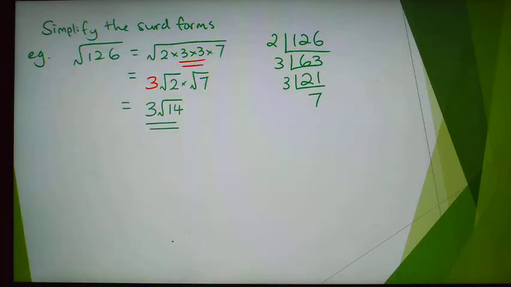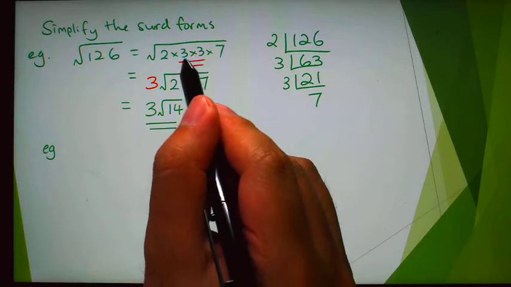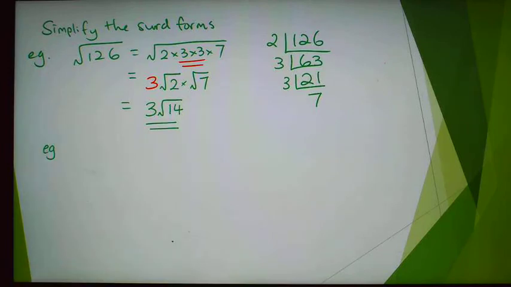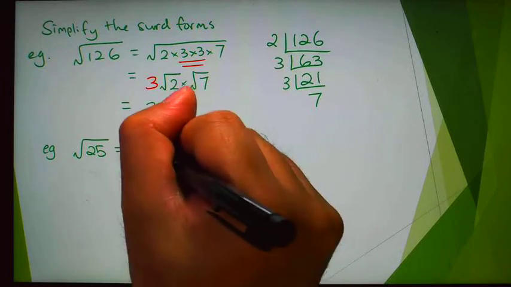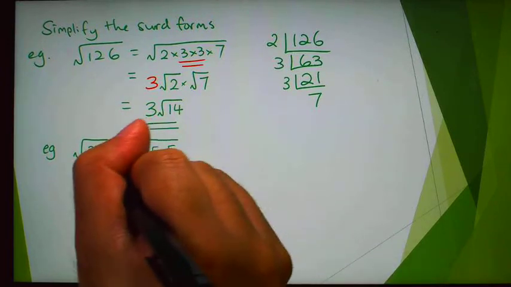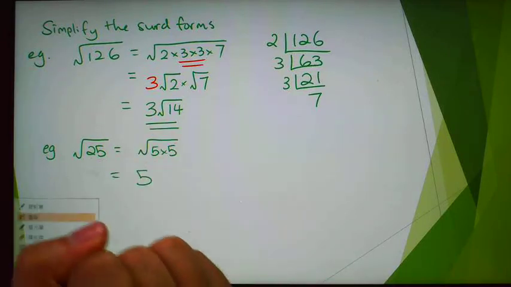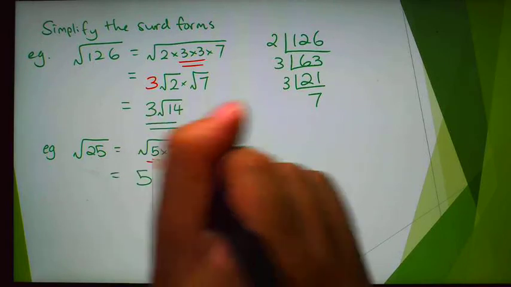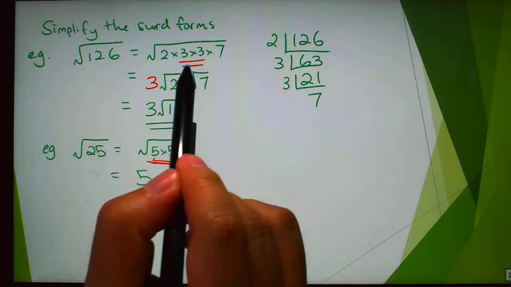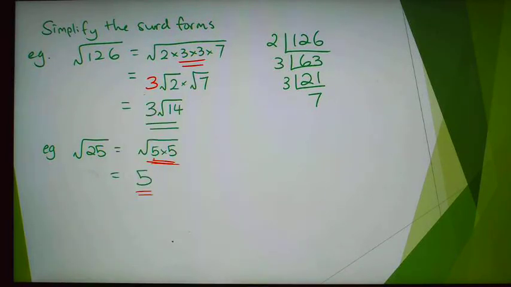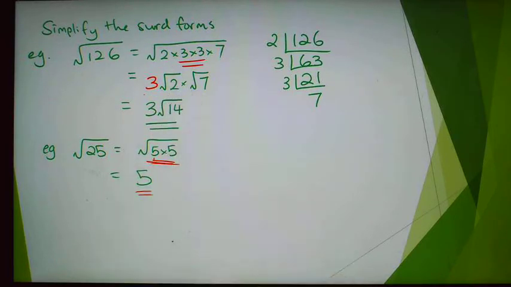Alright? Maybe some people don't quite understand why 3 times 3 under the square root becomes a 3 outside. If I have the square root of 25, what happens? The square root of 25 equals the square root of 5 times 5, isn't it? Which equals 5 simply. So if I have a pair of 5, I can just take out a 5. It's the same case here. A pair of 3, I come up with a 3 outside. If I have only one number alone, I still have to keep a square root outside.